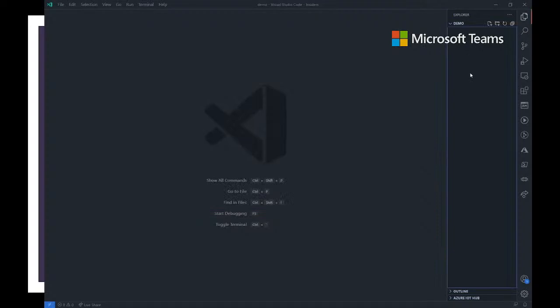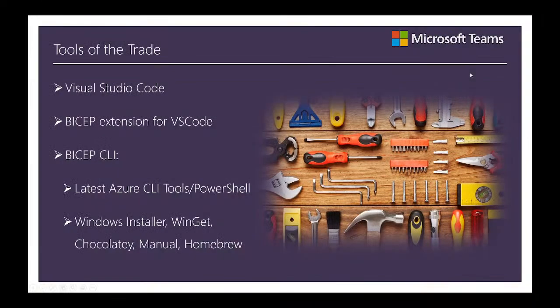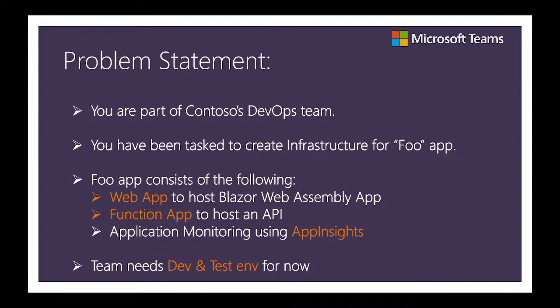Now, this is all the tools that you need. Here is the problem statement for us to do in maybe the next 15 minutes. You all are part of Contoso's DevOps team. You have been tasked to create infrastructure for, let's say, Foo app. I'm a big user of Foo bar Baz. I don't know if you've heard of that, but every discussion that I do is like, okay, let's create a Foo app or let's create a Baz app. So you have to create an infrastructure for Foo app. Foo app consists of the following: web app to host Blazor WebAssembly app, function app to host an API, application monitoring using App Insights. The team needs dev and test environment for now.